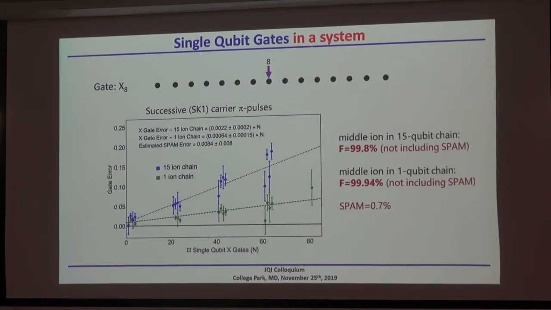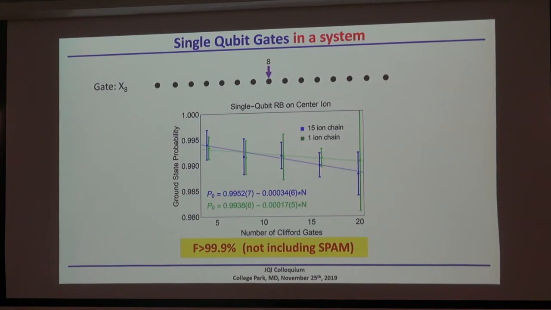We have used the system to perform single qubit gates, and by using compound SK1 pulses that are first order insensitive to crosstalk and to intensity noise, we obtain fidelities in excess of 99.8%. So, 0.2% error, not including the error of state preparation and measurement. We have performed these measurements, especially led by Mike Goldman here in the audience, using randomized benchmarking. We have also performed it using randomized benchmarking, obtaining fidelities in excess of 99.9%.